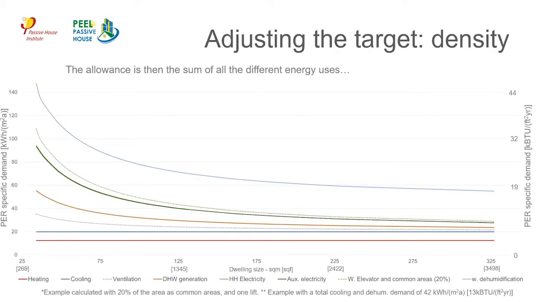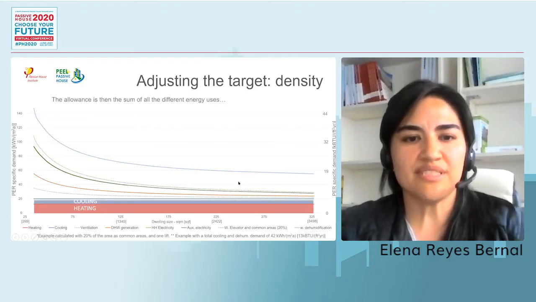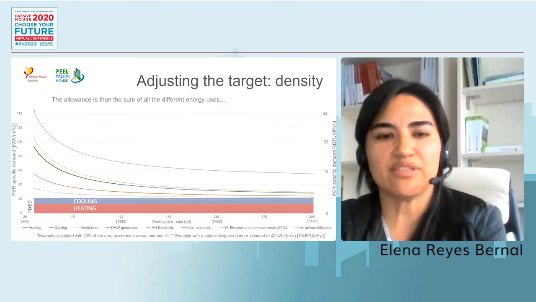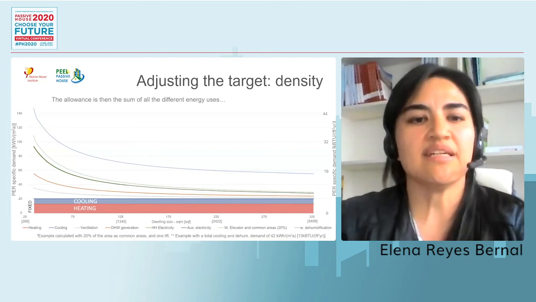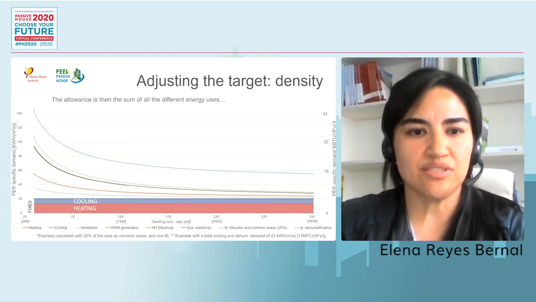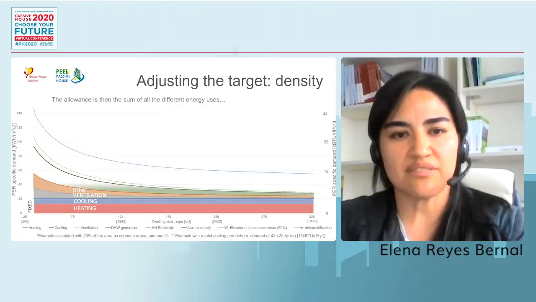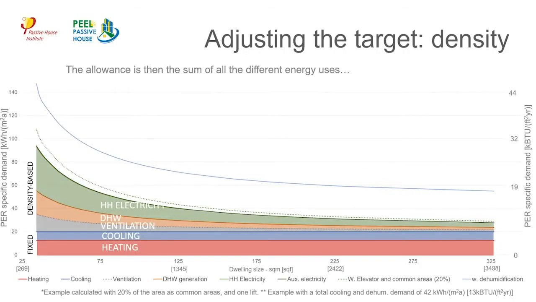So taking a look at the primary energy demand in relation to density, what we see is, for example, here, we have the smallest dwelling units on the left, and then it goes to the right until the largest ones. So what we see is that the PER demand for heating and cooling is fixed, and then the adjustment comes for the other energy uses, for ventilation, domestic hot water, and household electricity. So these are the density-based targets.